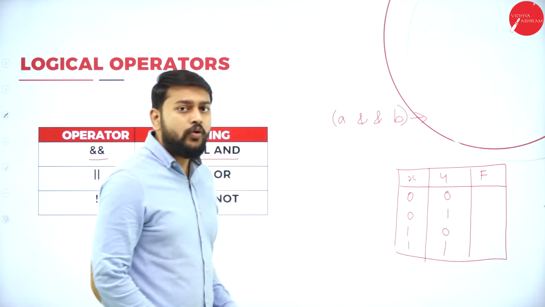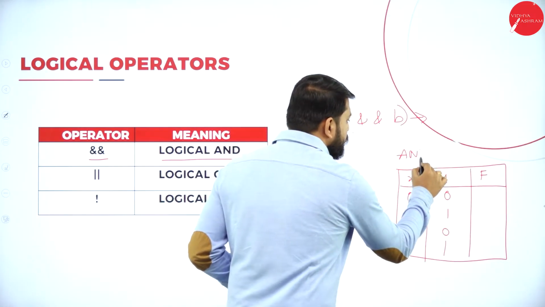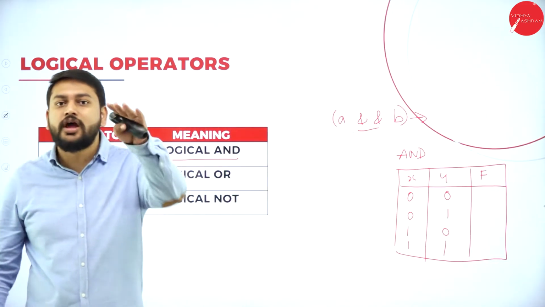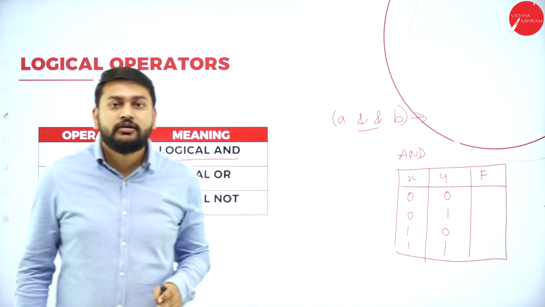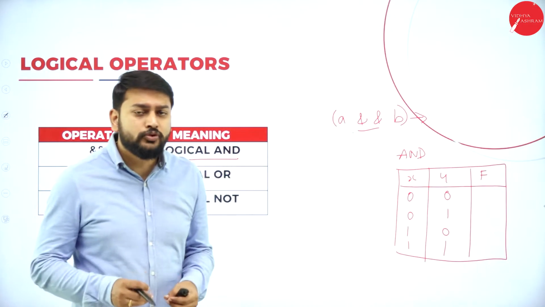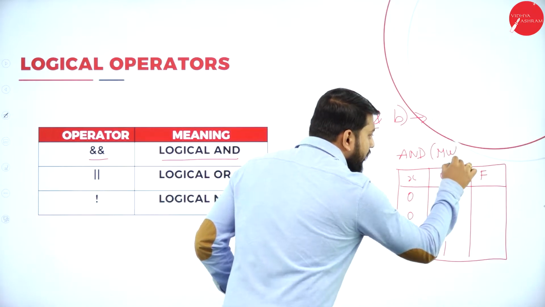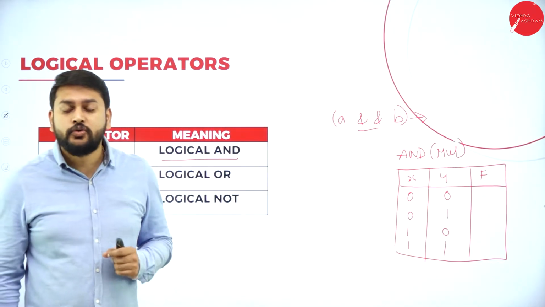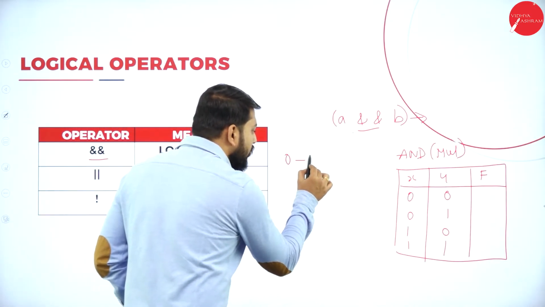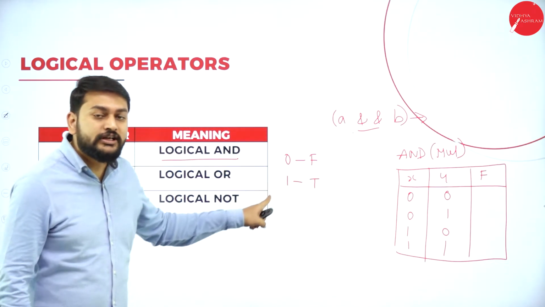All right, so now I'm performing the AND operation. Please make a note of it. This symbol, this operator, is what I will call logical AND. If I perform logical AND, what is it that I will perform here? Please understand, logical AND means you will perform multiplication. So you treat 0 as false, treat 1 as true.